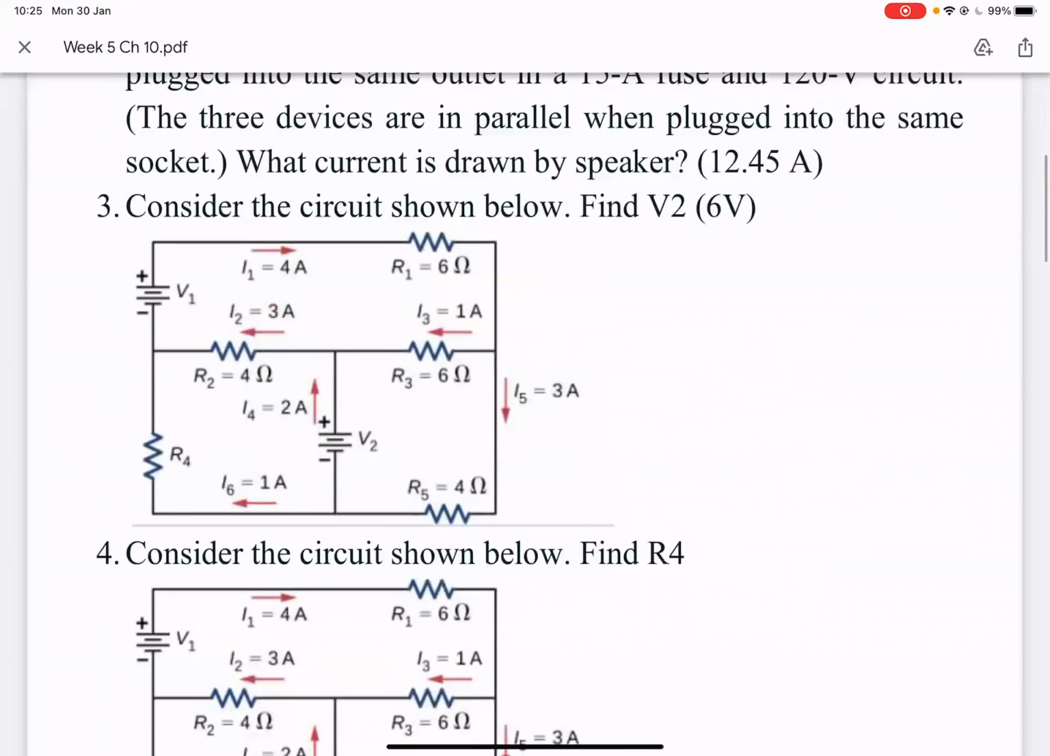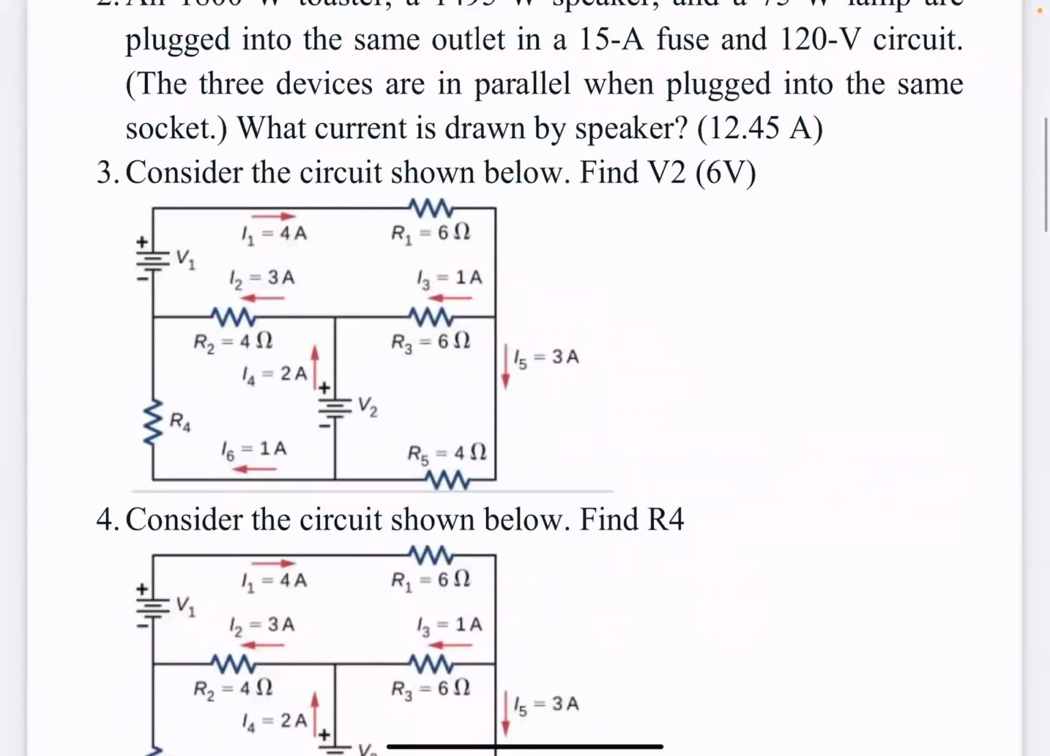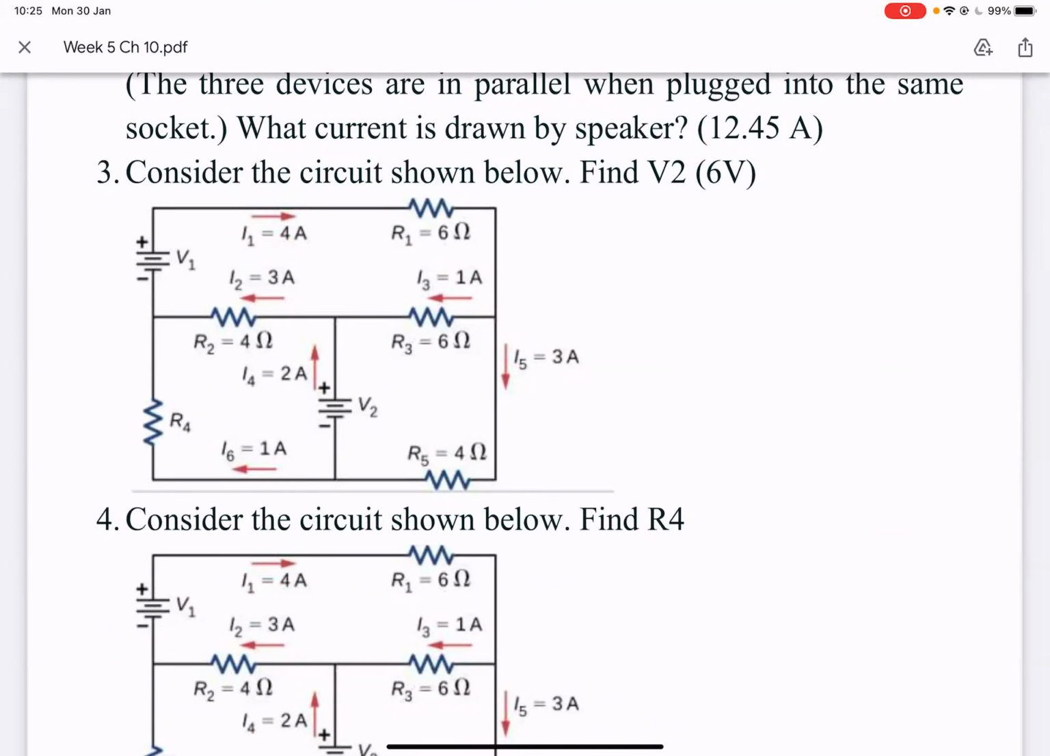Now, more interesting is coming. Problem number 3. Have you covered Kirchhoff? Okay, so anyway, I will explain. It's not difficult. There are a few things that you have to know, and you can apply the same principle or technique to solve any problem.